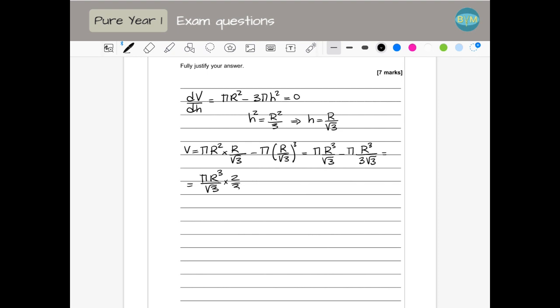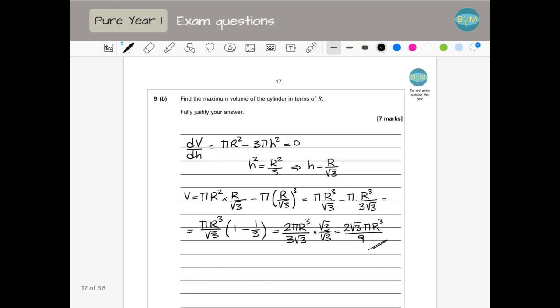So times 2/3. I'm just factorizing, so if you want to add one step, I have 1 minus 1/3, which is 2/3. So I have 2 pi R cubed divided by 3 root 3. And if you want, I think it looks better if you rationalize the denominator, multiplying and dividing by root 3. So I have 2 root 3 pi R cubed divided by 3 times root 3 root 3. So this becomes 3 times 3, which is 9. Yep, and this is the maximum volume.